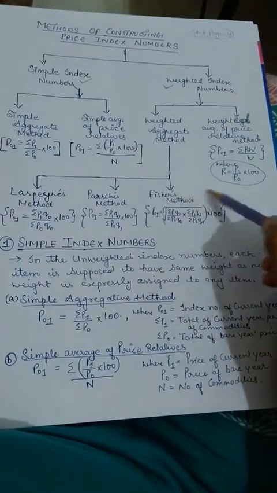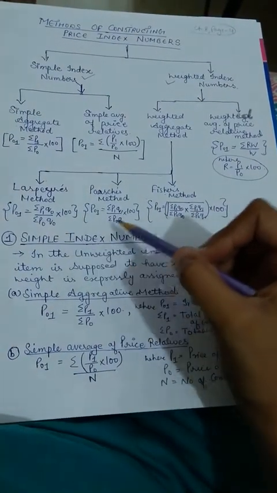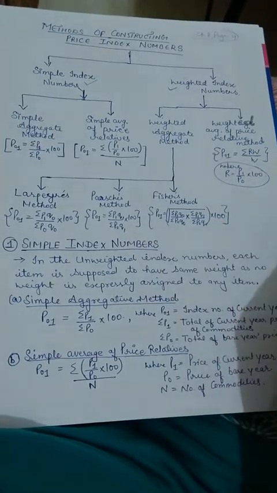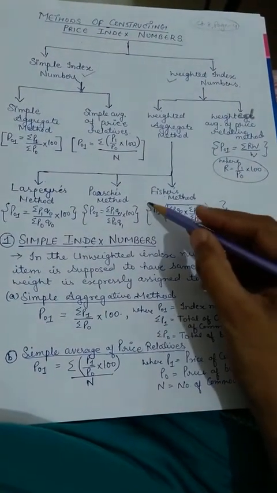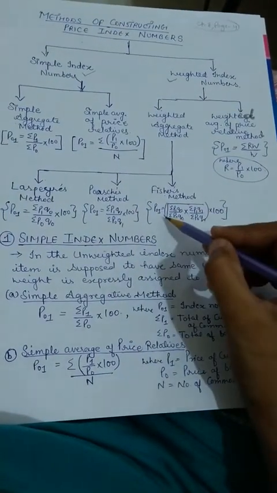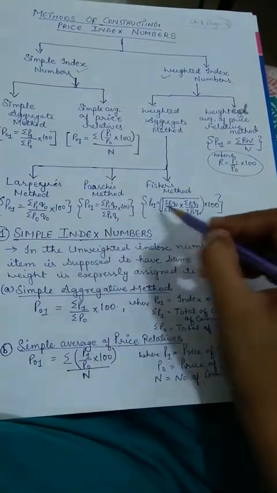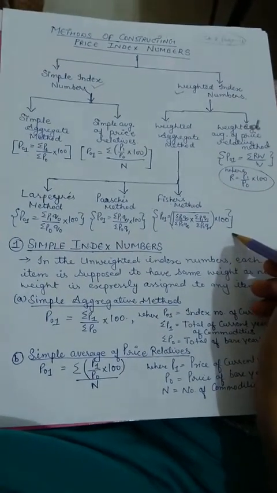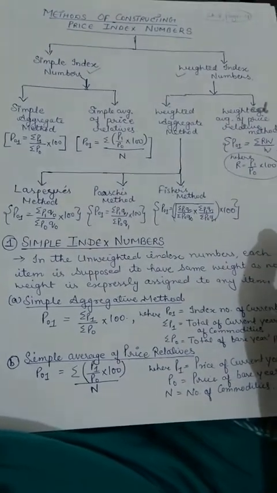Then is your bacha Fisher's method. It is a combination of Laspeyres method as well as Pasche's method. In this, what we will be doing is we have taken both these and then we have done the square root of the product of Laspeyres and Pasche's, under root, into 100. Now let's discuss about these in detail.